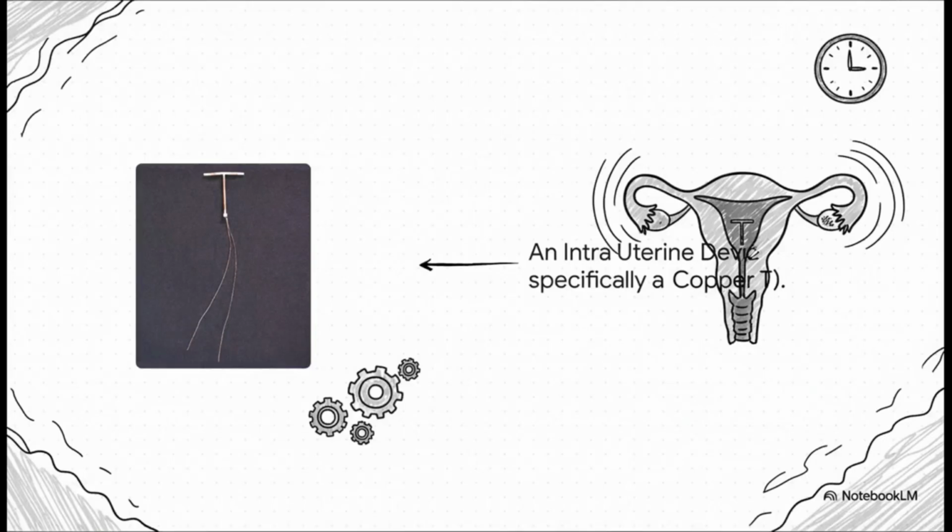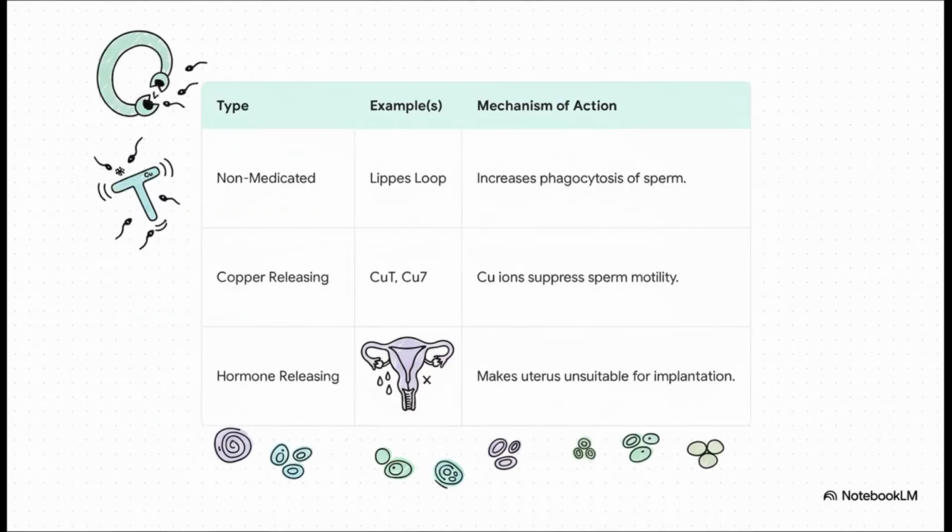Okay, moving on to something that's super common and really effective, especially here in India, intrauterine devices, or IUDs. You can see a picture of a copper T right here. These are little devices that have to be inserted into the uterus by a doctor or a trained nurse. But once they're in, they can work for years, which makes them incredibly convenient. Now this table right here, you need to know it inside and out for your exams. I'm not kidding. IUDs come in 3 main types.